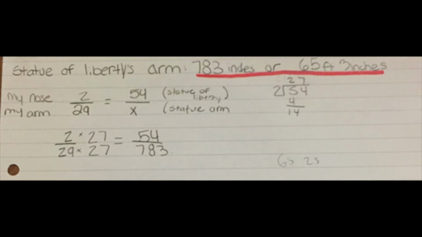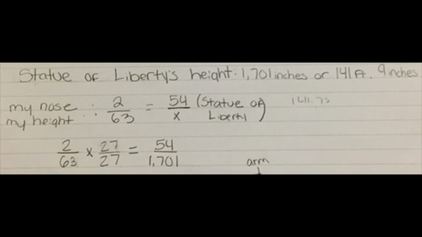So I multiplied it by my own ratio of my nose to arm, so hers would be proportionate to mine. Then I did the height, and once again I put my nose over my height, so 2 over 63, and then I set that equal to 54 over x, and that represents the Statue of Liberty's nose over her height.